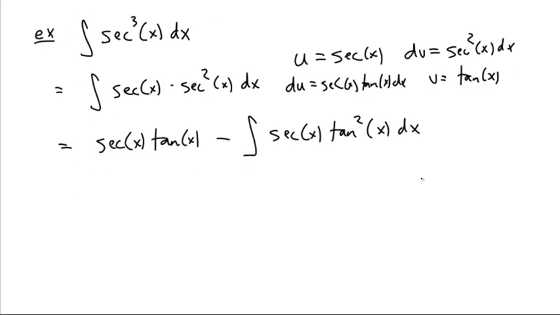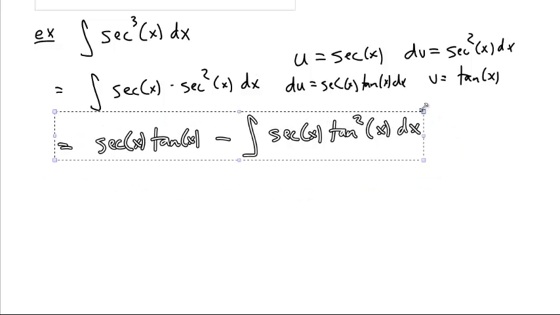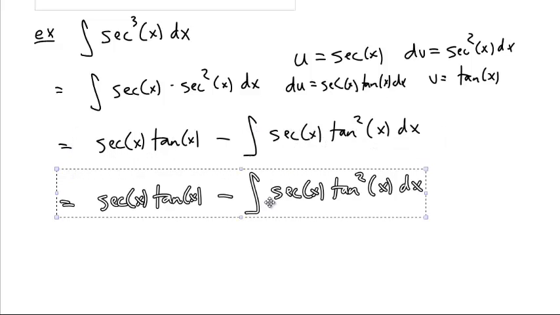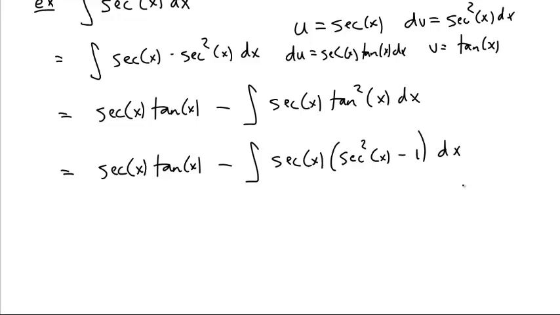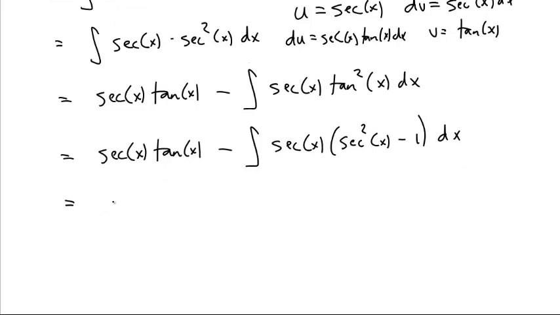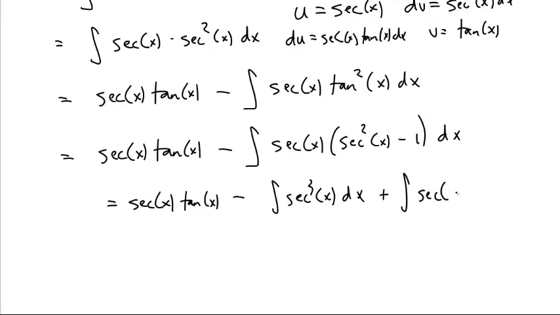What do we do next? What we do next is we copy this whole thing over again, except that we turn this tangent squared, and let's see, tangent squared plus 1 is secant squared, so tangent squared is secant squared of x minus 1, and we multiply that out, and we get, equals secant of x tangent of x minus the integral of secant cubed of x dx plus the integral of just secant of x alone.